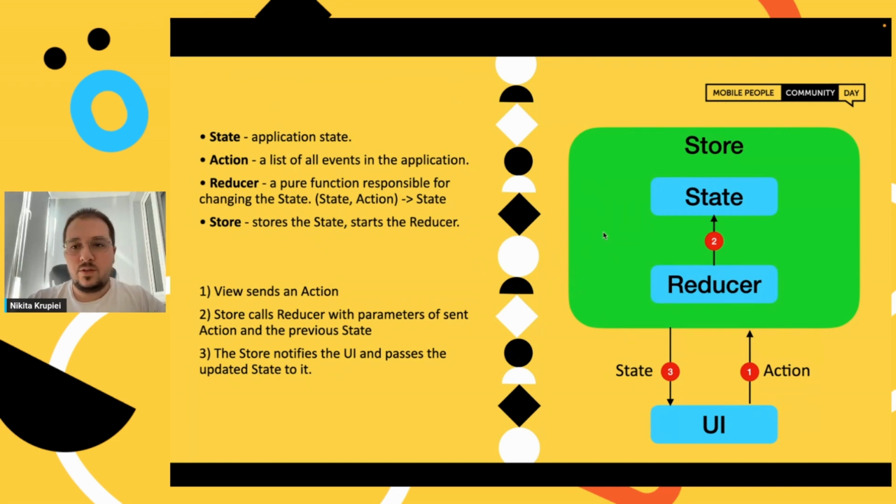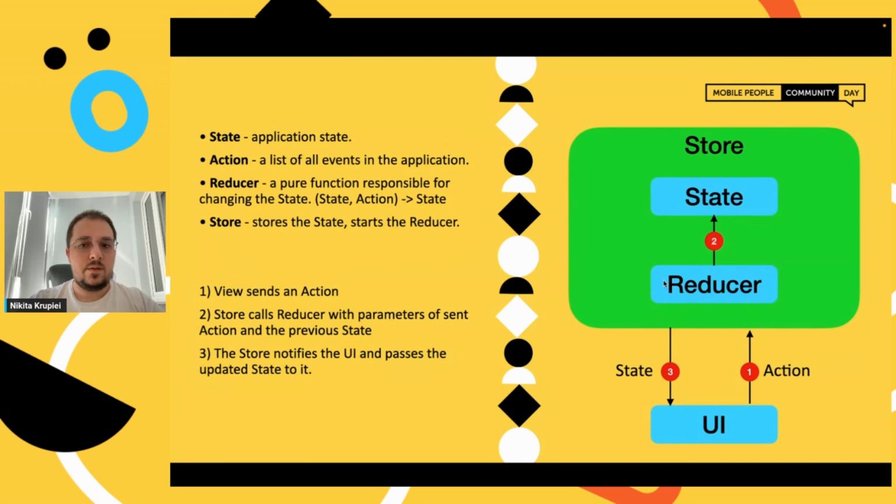Here is a more detailed diagram of that one. As we saw on the previous slide, here is our state. It is the application state, the state of all of the app. It contains all the necessary info for the UI, so it is held there. The second one is the action that the UI will send. It is the list of all the events in the application.